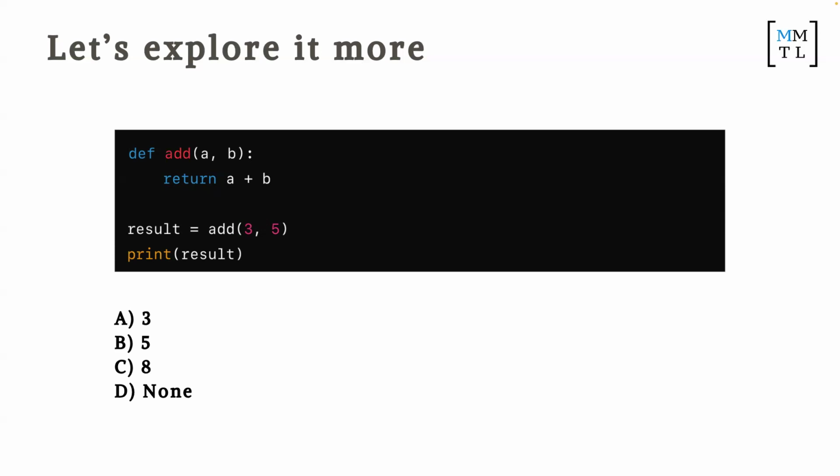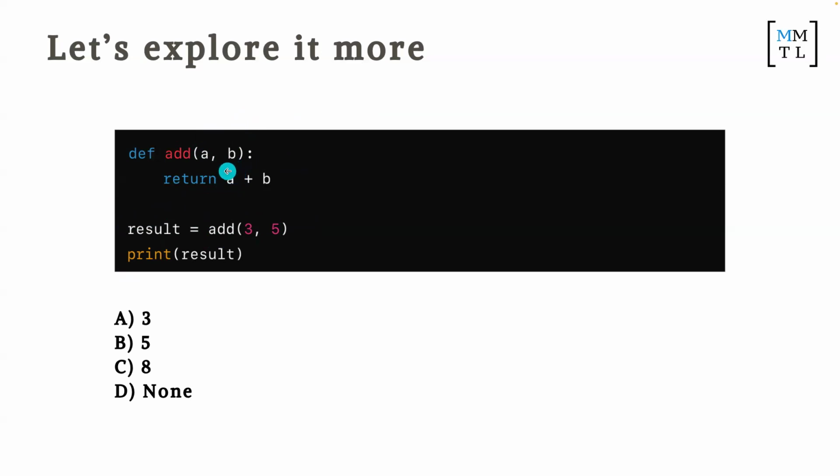So the answer is C. Because over here, we have add 3 and 5. So again, we're only executing this part when we run the block. So the result is equal to add 3, 5. Python's trying to figure out what it should put inside the bucket called result. It looks for the add function, which is here. So it passes A as 3, B as 5. So it returns 3 plus 5, which is 8.